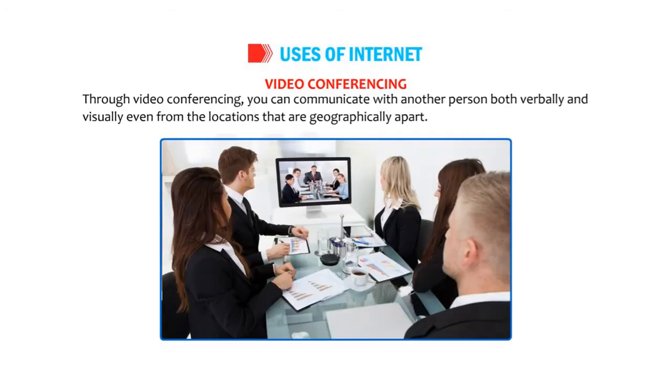Then we can have video conferencing. Through video conferencing, you can communicate with another person both verbally and visually, even from the locations that are geographically apart. For video conferencing, the communicating parties need to have a display screen, web cameras, speakers, and microphones. So, we have studied various uses of internet.